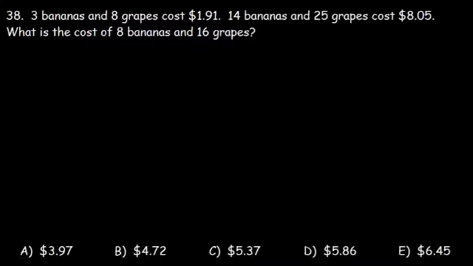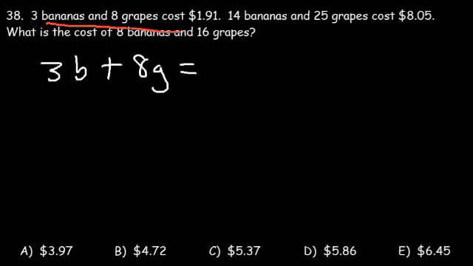38. 3 bananas and 8 grapes cost $1.91. 14 bananas and 25 grapes cost $8.05. What is the cost of 8 bananas and 16 grapes? So we need to write two equations and solve for the cost of bananas and grapes. Then we can find the cost of 8 bananas and 16 grapes. So let's begin. Let's start with the first sentence. So 3 bananas, or 3 times B, plus 8 grapes, 8 times G, has a cost, or is equal to $1.91.